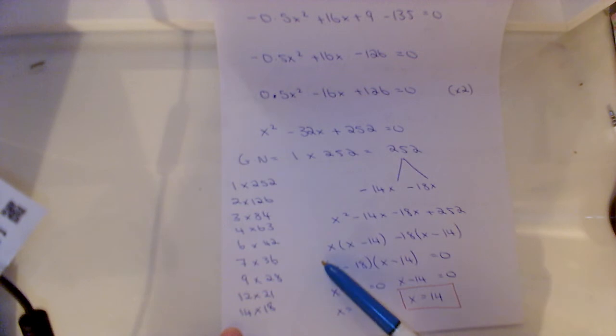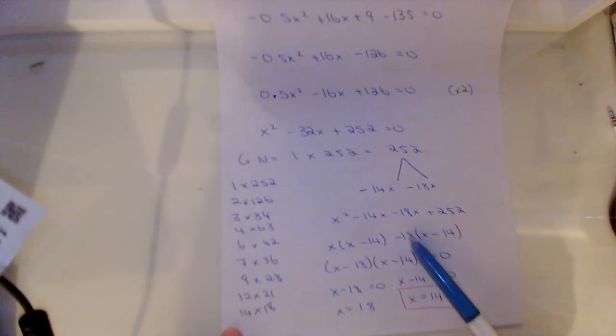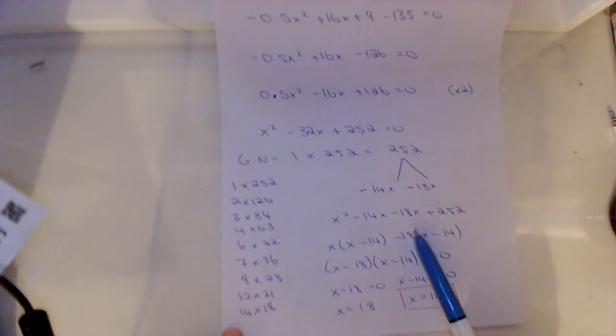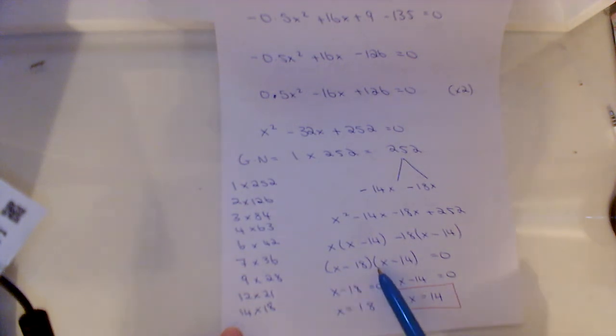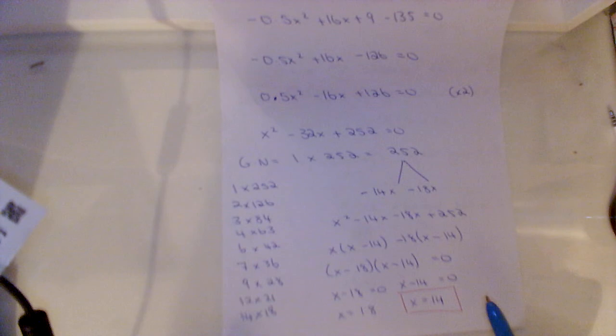And then I look here, grouping. Take out what they have in common, they have x, and I'm left with x minus 14. Take out what they have in common here, they have 18, and I'm left with x minus 14. Remember, these two brackets have to be the exact same. So then I join them together, and I have x minus 18, x minus 14 is equal to 0. x minus 18 is equal to 0, x minus 14 is equal to 0. I have x is equal to 18 and x is equal to 14.